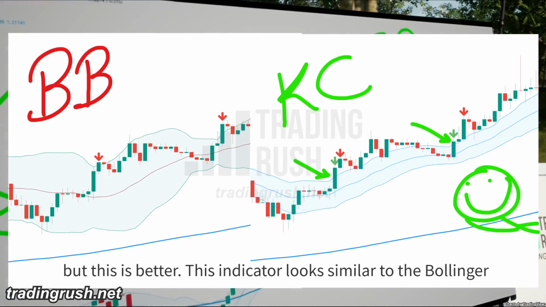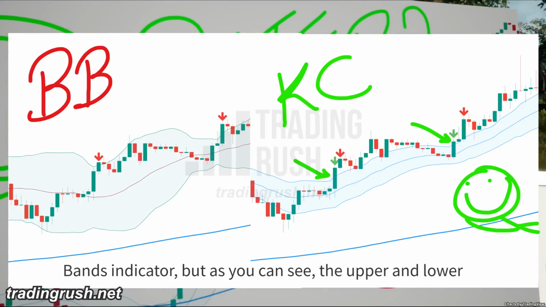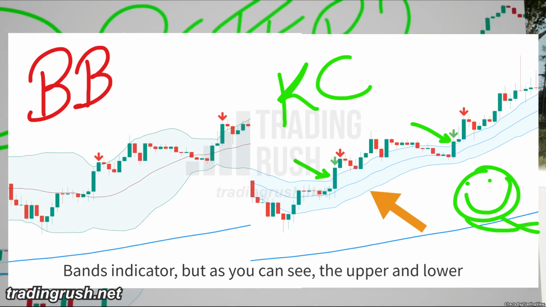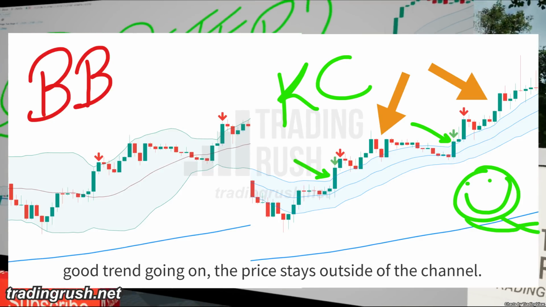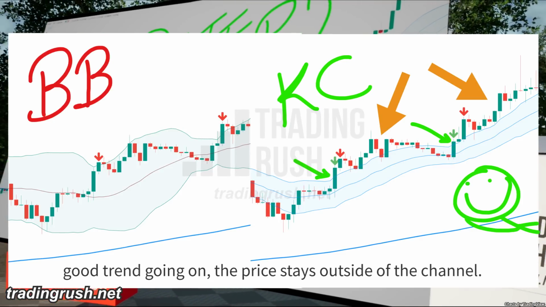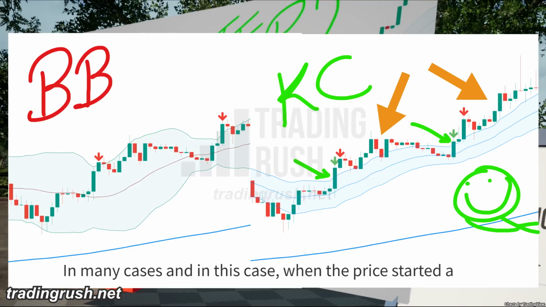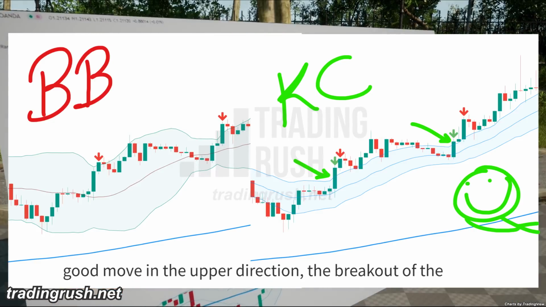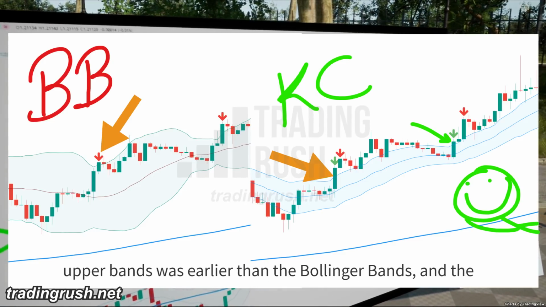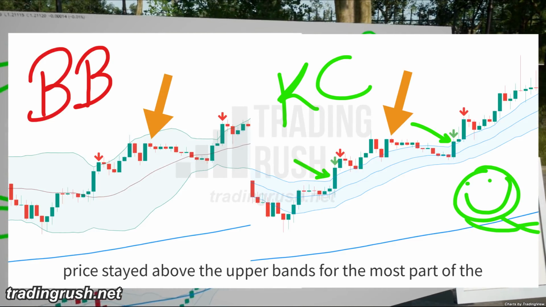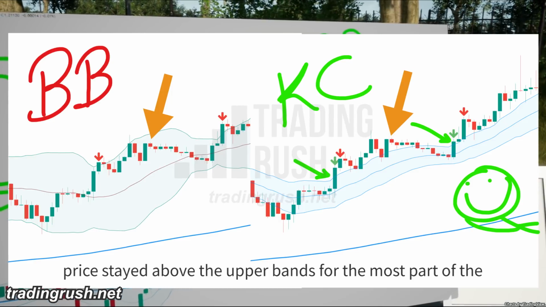This indicator looks similar to the Bollinger Bands indicator, but as you can see, the upper and lower lines are staying close to each other, and when there is a good trend going on, the price stays outside of the channel. In many cases, and in this case, when the price started a good move in the upper direction, the breakout of the upper bands was earlier than the Bollinger Bands, and the price stayed above the upper bands for the most part of the uptrend.